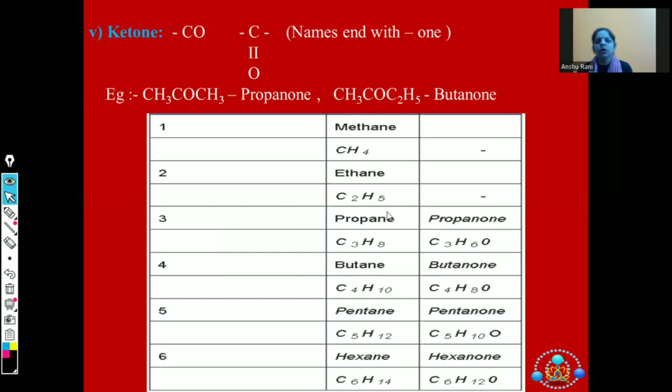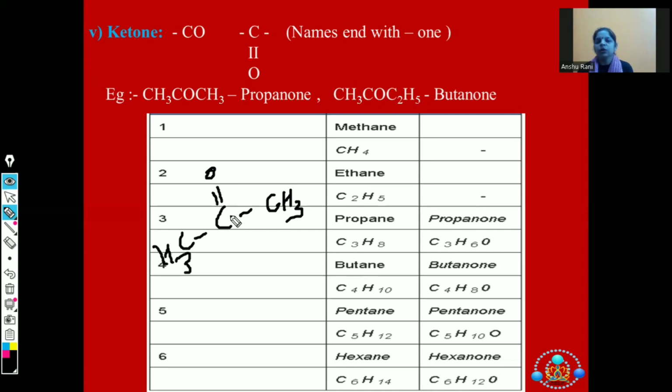Then you have ketone. In ketone group, like in aldehyde group, you have to add one oxygen in place of two carbon atoms. Suppose you are having a 3 carbon atom structure. This was the structure of, say, propane. So what you have done, you have removed 2 hydrogen atoms. It was CH3, CH2, CH3. So you have replaced 1 oxygen by 2 hydrogen atoms.